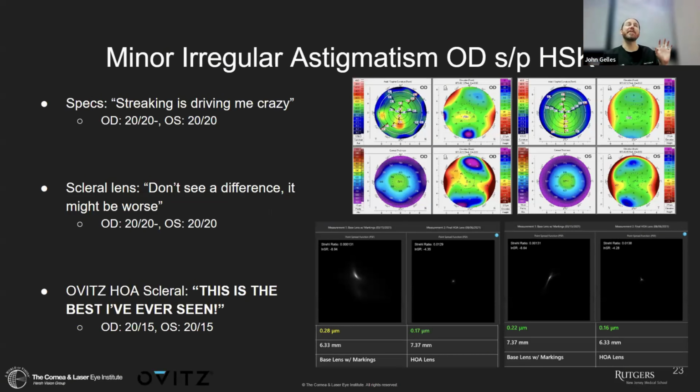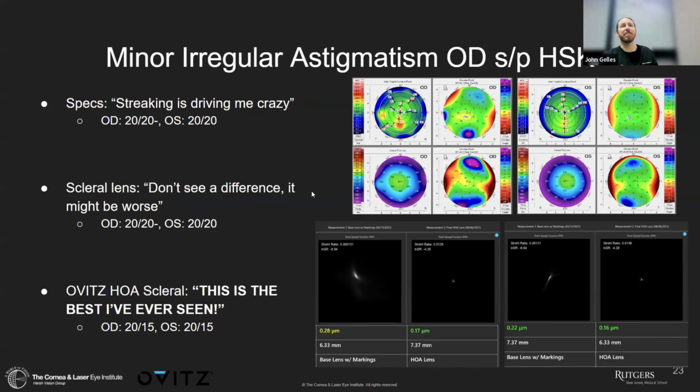So this is a patient who had minor irregular astigmatism after a herpetic keratitis and the resulting scarring. You can see that slight irregularity on the right eye. What the patient is telling me is, this streaking is driving me crazy. The right eye is 20/20 minus best corrected, and the left eye 20/20 with spectacles. With scleral lenses, I go ahead and fit him, and he says, I don't see the difference. It might even be worse. Still 20/20 minus in the right eye, 20/20 in the left eye.